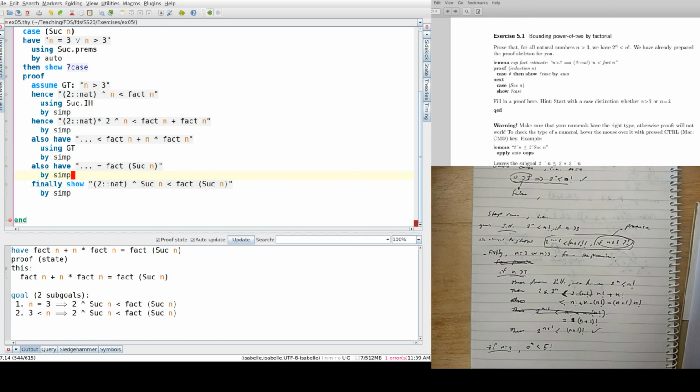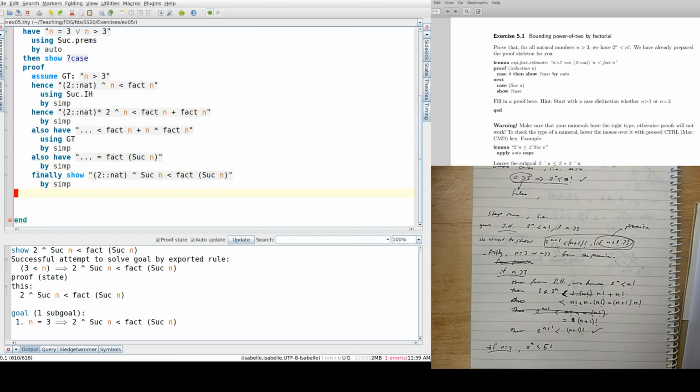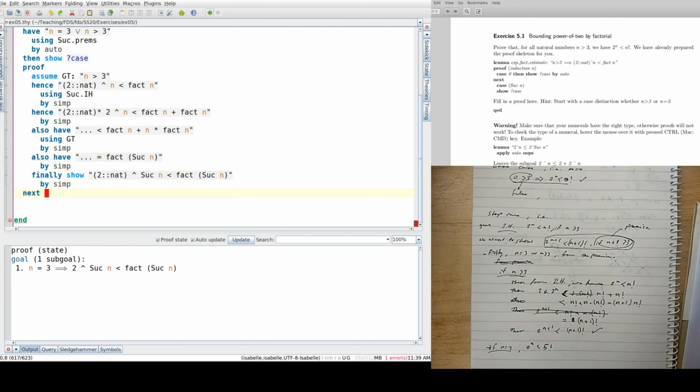But let me just show you another thing as well. So if we do this to be plus 1, yeah, it also works. Yeah. So in any case, sometimes, I think we'll need it in the next sub goal. So the next sub goal is when n equals 3, and then we need to show that.